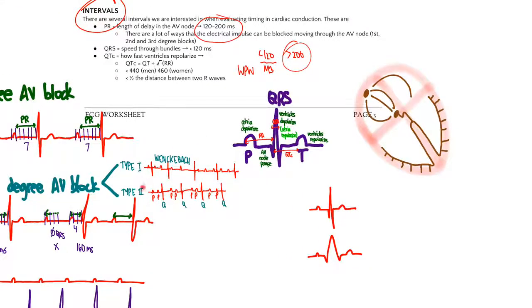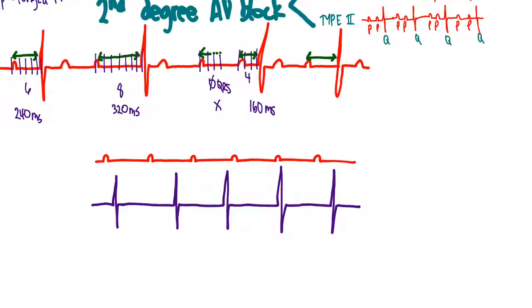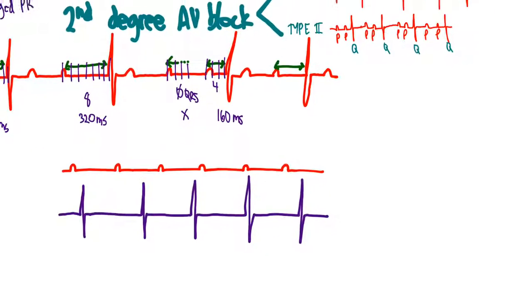The type 2 second degree AV block, it's failing to let more than just one every now and then go through. Look, it's failing to let that one through, failing to let that one through, failing to let them on a regular basis through. Let's talk about the third degree AV block now. Okay, and we're going to have to do this in a different way now.